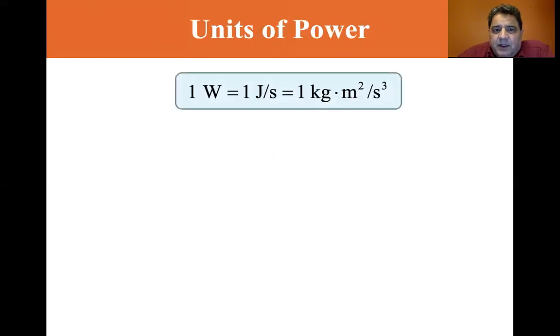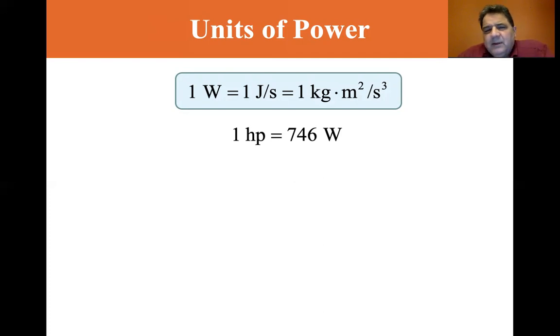So notice the work over time is joules per second, and force times velocity is kilogram meters per second squared times meters per second. So you get 1 kilogram meter squared over seconds cubed. 1 horsepower equals 746 watts.